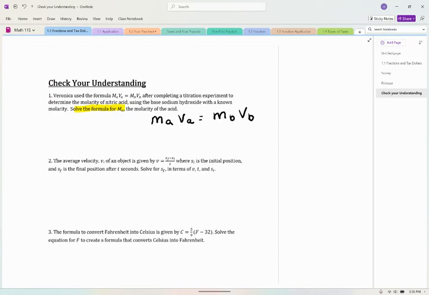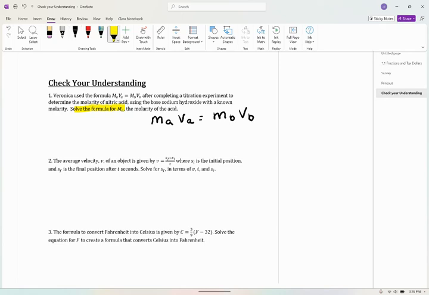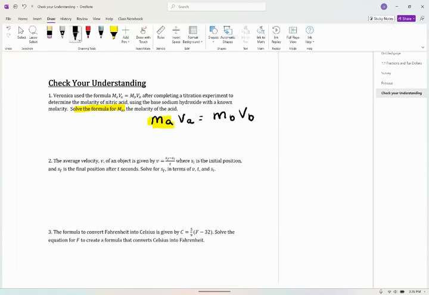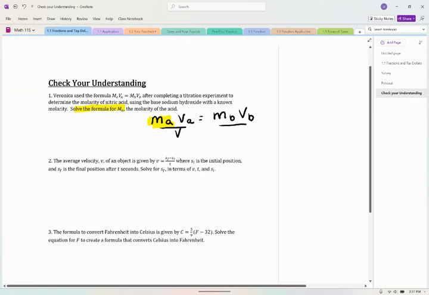So if I want M sub A by itself, I need to get rid of V sub A. And in order to get rid of V sub A, we have to do the opposite of multiplication, which is dividing both sides by V sub A, so that becomes 1. And we get M sub A equals M sub B, V sub B, all over V sub A. Okay, so just so you know, we're just rewriting everything because we can't put this in the calculator.